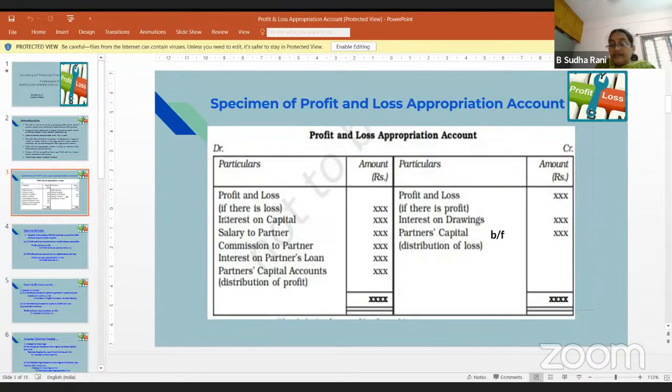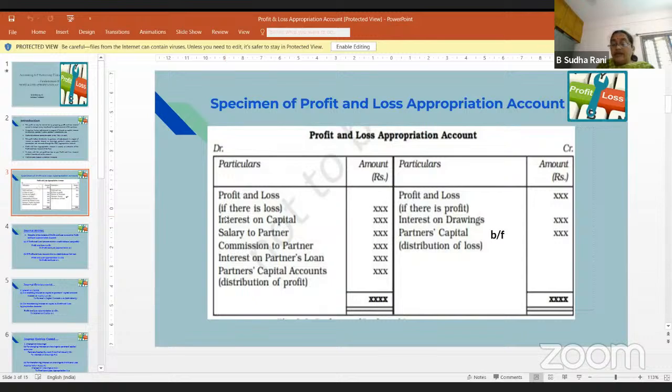Then coming to the credit side, profit and loss. If the firm made a profit, which will be given to you in the question only, we'll take it on the credit side. And interest on drawings: drawings of partners will be given, and the rate of interest on drawings will be given separately. So what you're supposed to do is, for every partner, take his total drawings amount into time into rate. Accordingly, you are supposed to calculate.